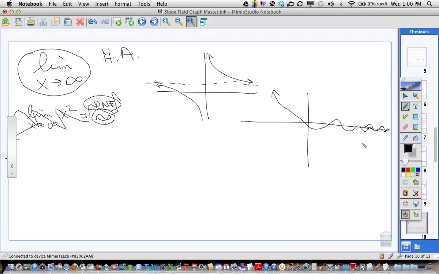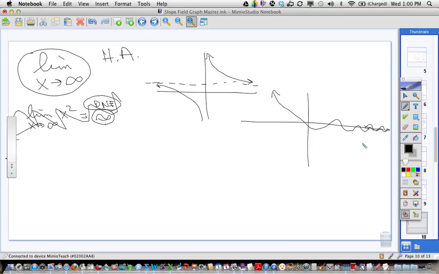So here, as x approaches infinity, this limit would be 0. As you go to negative infinity, this limit would be infinity, or does not exist, because it's going to infinity. So it's possible when you go to positive infinity, you have a limit, in this case 0.